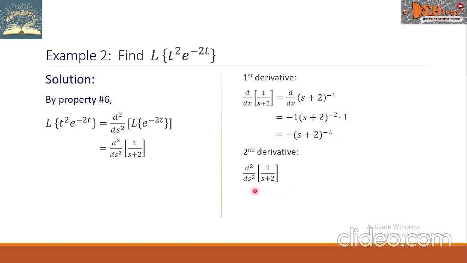Then we go to the second derivative of this fraction, which means we're going to take another derivative of this function. This is now equal to positive 2 times the quantity s plus 2 raised to negative 3 multiplied by the derivative of s plus 2, which is 1. We simplify this further into 2 all over the quantity s plus 2 raised to power 3. This is the final answer.